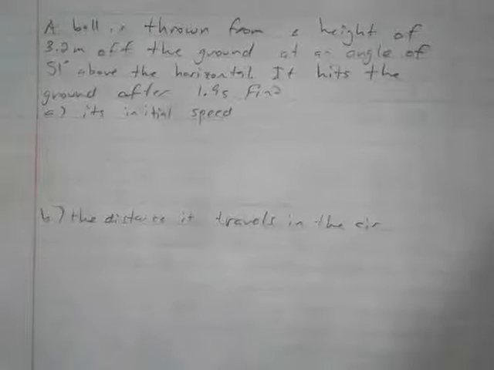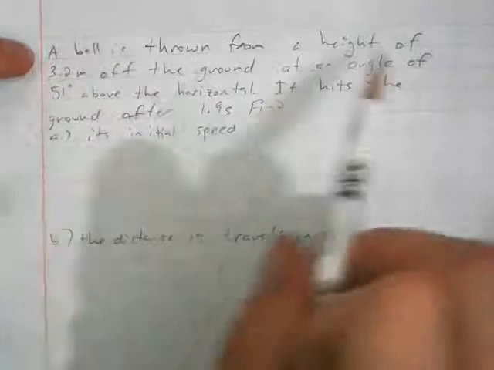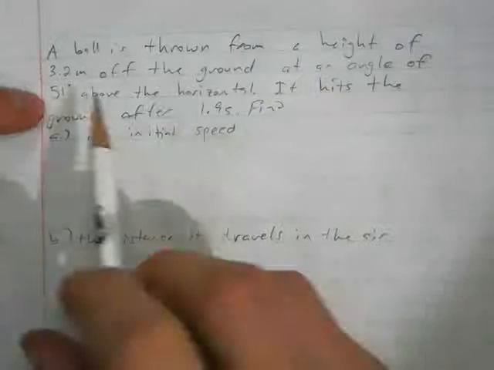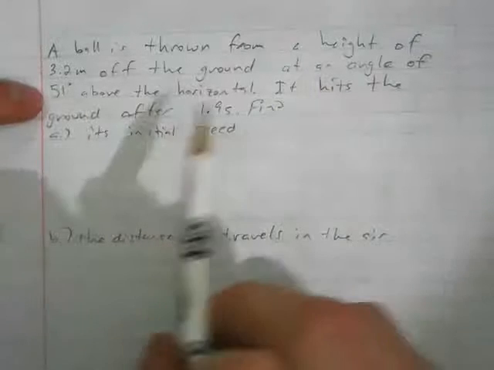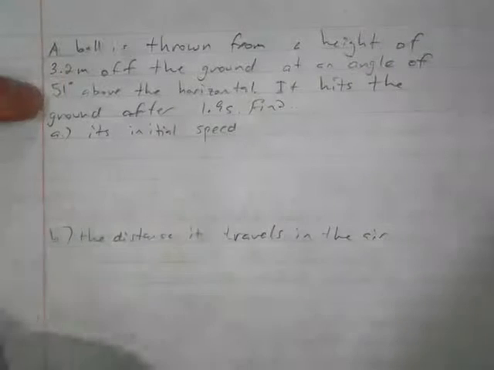So here's another example of a projectile motion question. A ball is thrown from a height of 3.2 meters off the ground at an angle of 51 degrees above the horizontal. It hits the ground after 1.9 seconds. Find the initial speed and the distance it travels in the air.